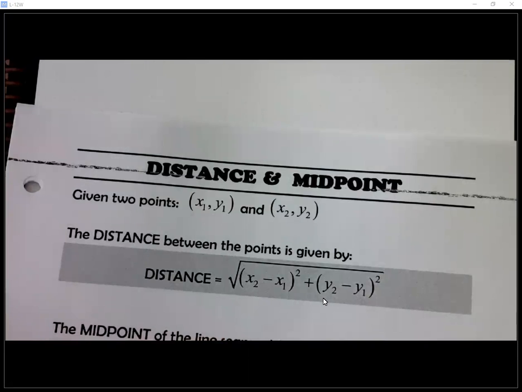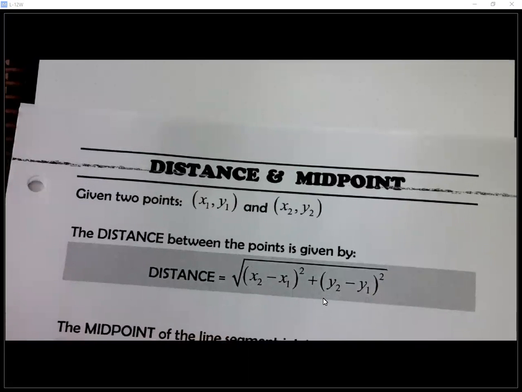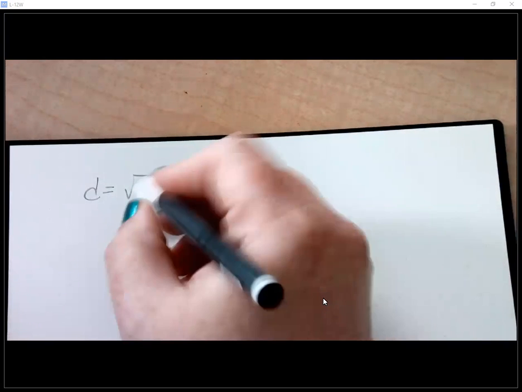Okay, so let's go ahead and try to use that formula and see if we can figure out what the distance actually is. In that formula, it's x2 minus x1 squared, under the square root.